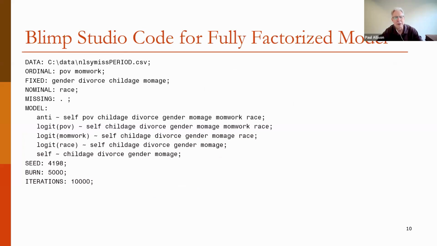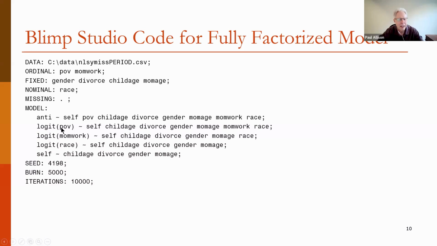And here's the BLIMP Studio code. I'm not going to show you the R code because that should be fairly straightforward from what we just saw. So again, we're reading in the same data set, specifying the same ordinal variables, specifying the same fixed variables. So everything is the same up to our model. And I've also used the same number of iterations down here. So we've got our main model of interest, anti regressed on everything else.